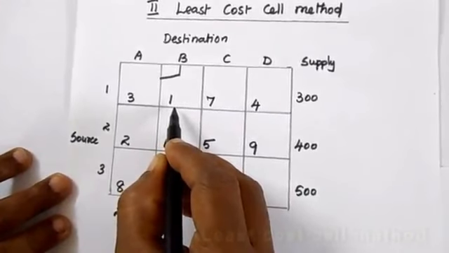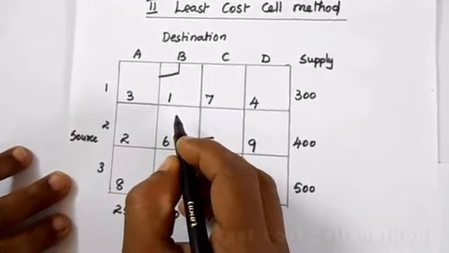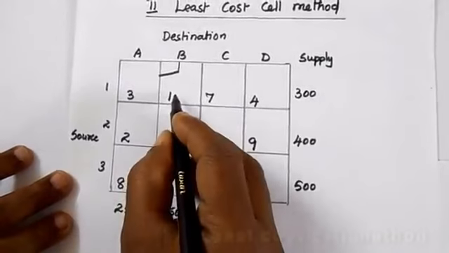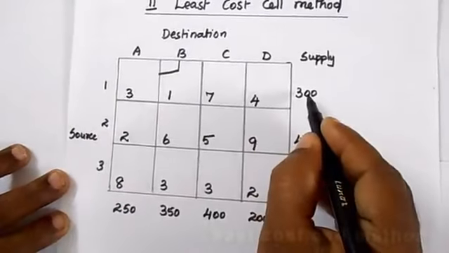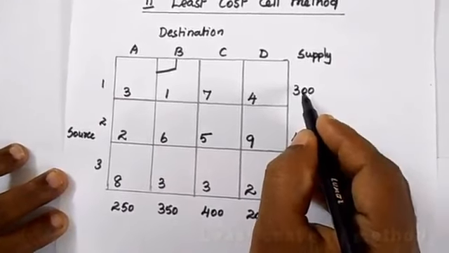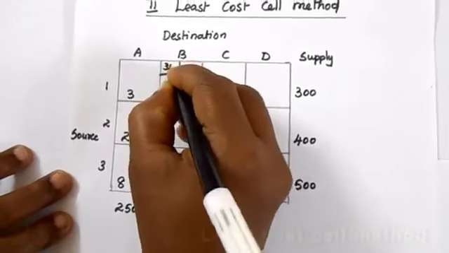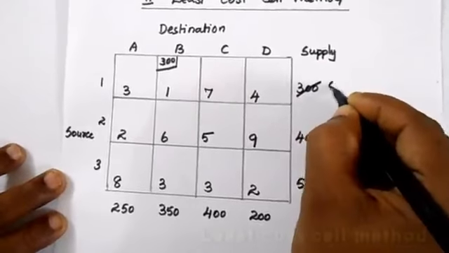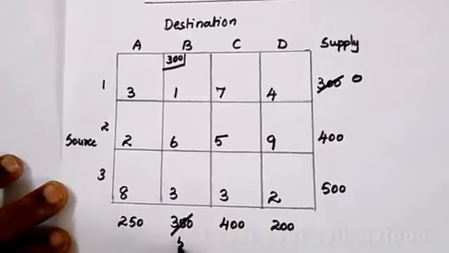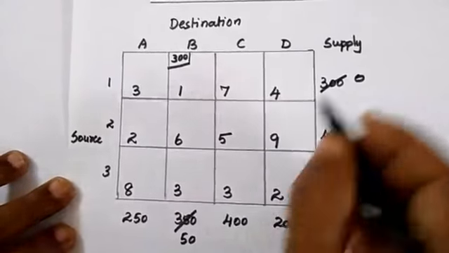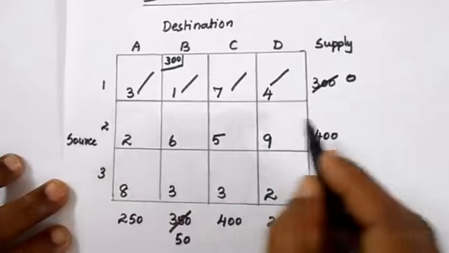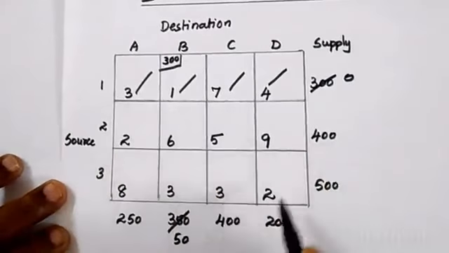Then we need to find out the supply and demand. Demand 350 for this particular cell and supply 300. So which one is lesser value? Supply is lesser than demand. So allocate 300. Get cancelled 0. 350 allocated, remaining 50 demand is there. This is 0, no? Just cancel the entire row.